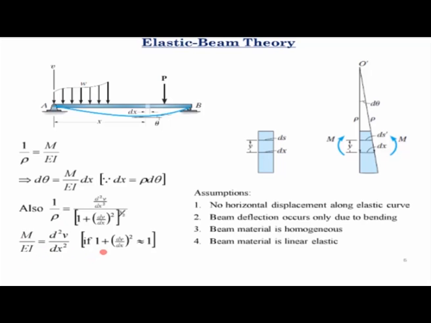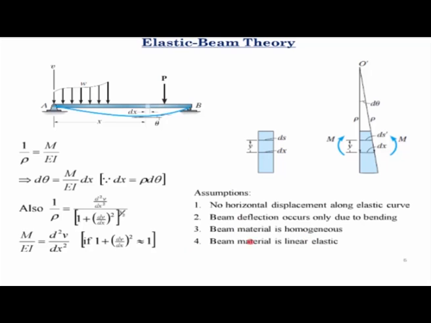Now just keep in mind that since we will be using this equation, there are certain assumptions that we have made in order to derive it, and these are the assumptions. First of all, there is no horizontal displacement along the elastic curve. By this I mean that if you apply these loads, this beam is deflected in the vertical direction, but it does not deflect in the horizontal direction. The beam deflection occurs only due to bending. So there might be axial forces and shear forces also in the beam, but we neglect the deformations due to those axial forces and shear forces.